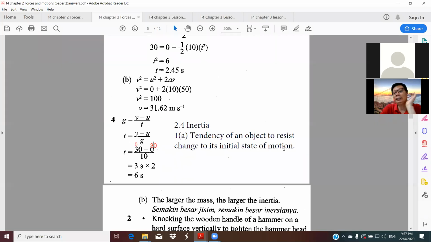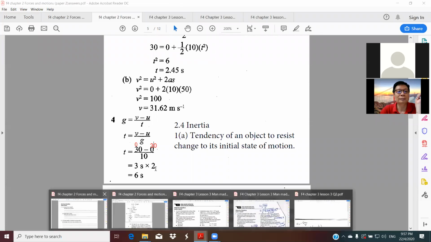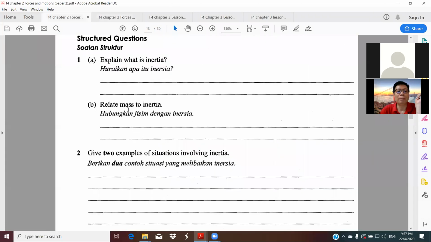Understand? This kind of definition, you must know. Normally in the first part of the structured question, they will ask a definition one: what is the meaning of inertia? Okay, the second one, relate the mass to inertia. I think you all know already. The larger the mass, the larger the inertia, correct or not?